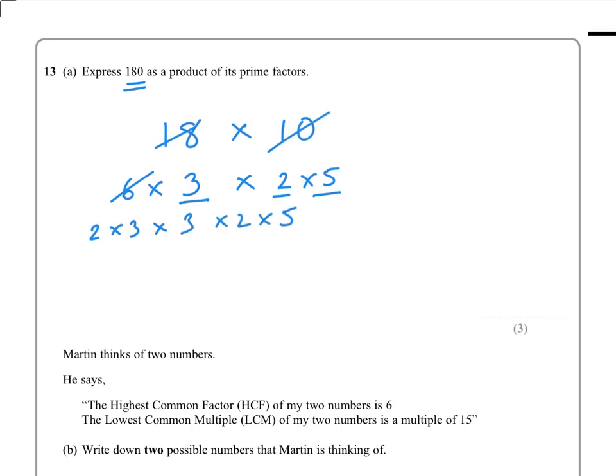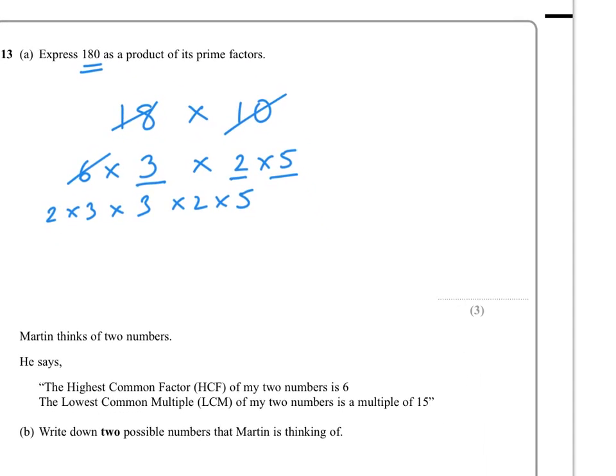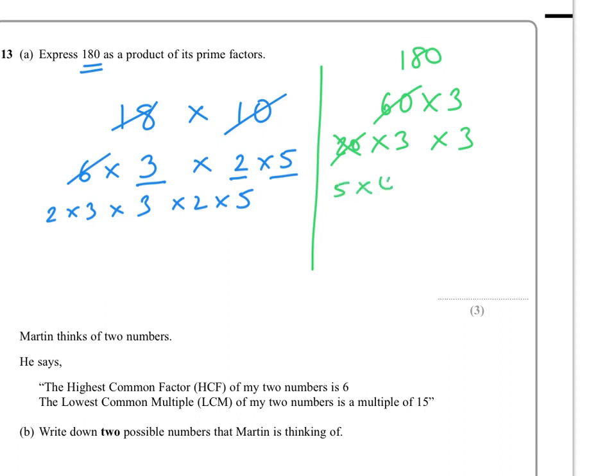So you've broken it down into its prime factors. Let's do this another way, just in case that worried you. So 180, you could say 60 times 3. 60 is 20 times 3 times the 3. And then 20 is 5 times 4 times 3 times the 3. And then it's the 4 that's annoying here, but that's just 2 times 2.